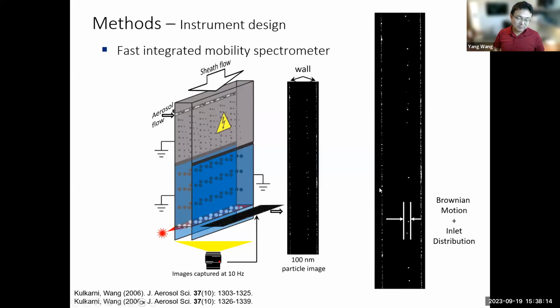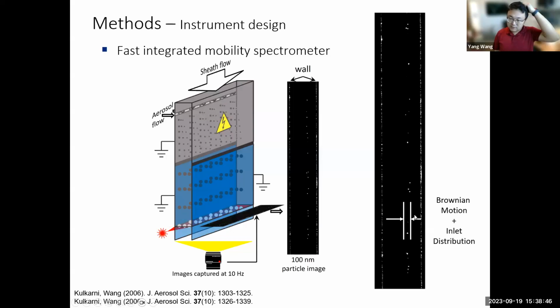Also, these high-speed CCD cameras can take pictures at very high time resolution. You can capture pictures at 10 hertz, which means that every 0.1 seconds you can take a picture and then calculate the size distribution. But one thing you can notice is that even if we send 100 nanometer particles into the FIMS, you're still going to see a distribution of the particles in this image. It's not perfect, right?